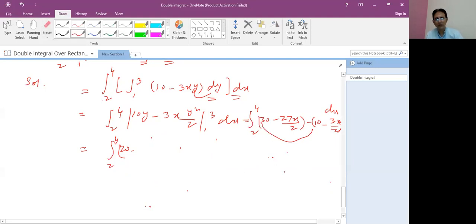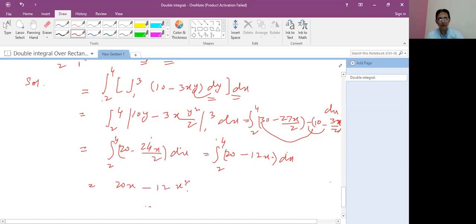So student, 30 minus 10 is 20. We write minus 27x minus minus 3x, which is plus 3x, upon 2. So it means minus 24x upon 2, dx. In the next step, it is 20 minus 12x dx. Then we integrate with respect to x. The integral is 20x minus 12 into x square upon 2.